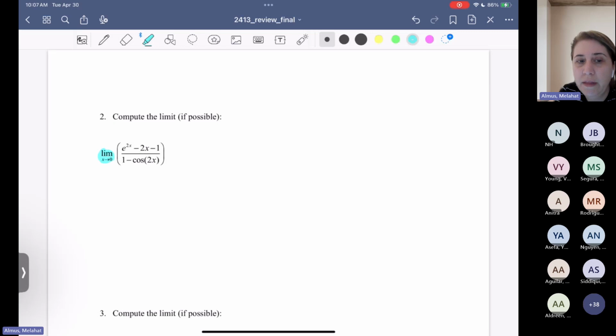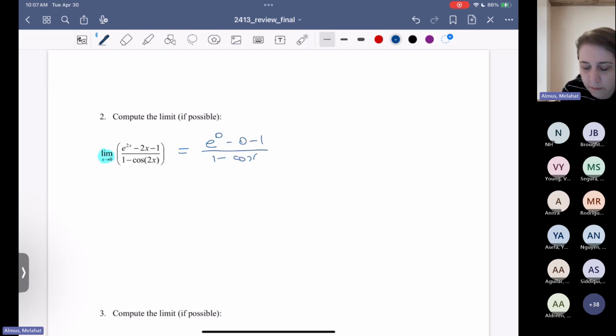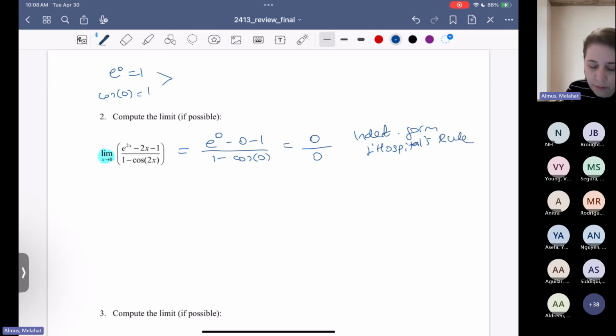All right, the second problem is a limit problem again. Remember, step 1 in every limit problem is to plug in and see what you get. If you get a real number, you're done. Let's plug in. We have e to the 0 minus 0 minus 1, over 1 minus cosine of 0. Remember, e to the 0 is 1, cosine of 0 is 1. These are must-know things for you. So upstairs we have 1 minus 1, downstairs we have 1 minus 1. So we get an indeterminate form, but one of the good ones, right? This is a good one because you can apply L'Hopital's rule to it.